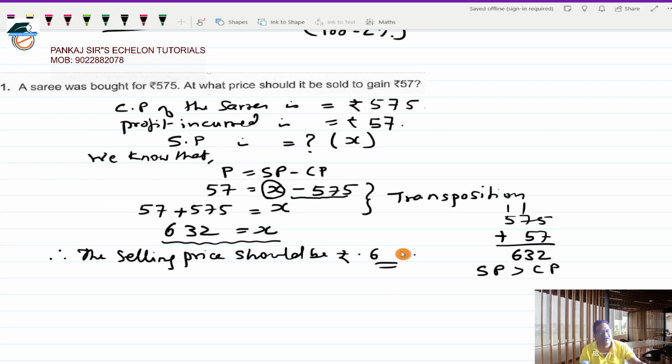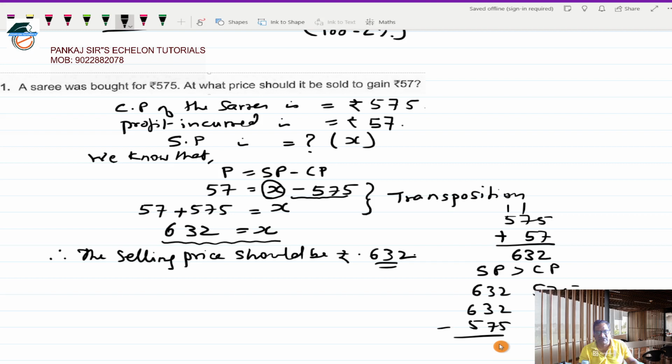Let me make all this correction. It is 632. Fine. So now you can see that the selling price is 632 and the cost price is how much? It was 575. Now if you subtract 575 from 632, you should get the profit. Okay, so let us verify it.